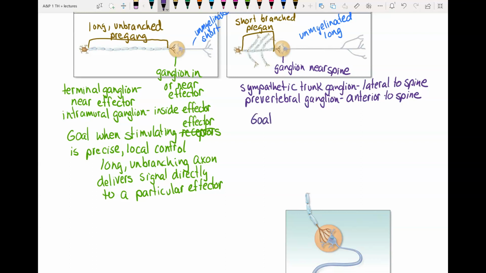The goal of sympathetic is mass activation. Sympathetic is what deals with emergencies. And when you have an emergency, you have kind of an all hands on deck situation. You want a huge response. You want all the effectors responding, and you want a full out response.